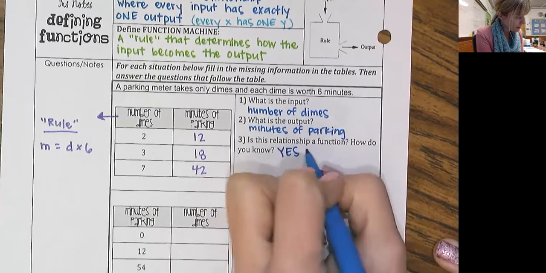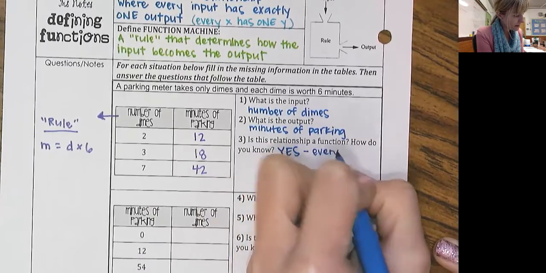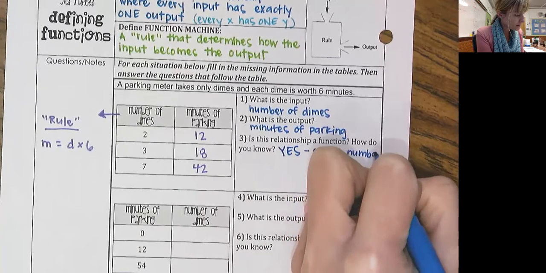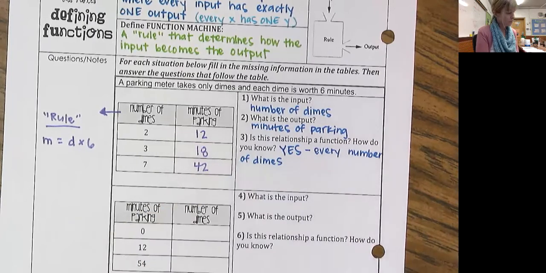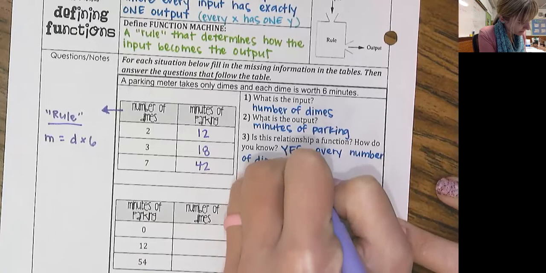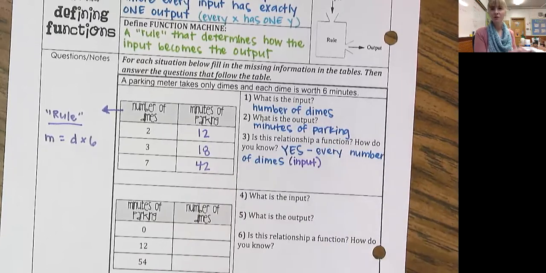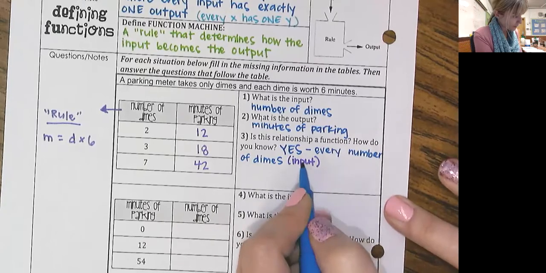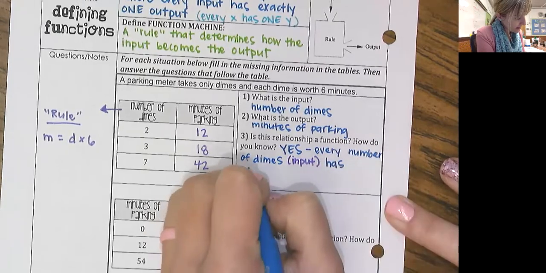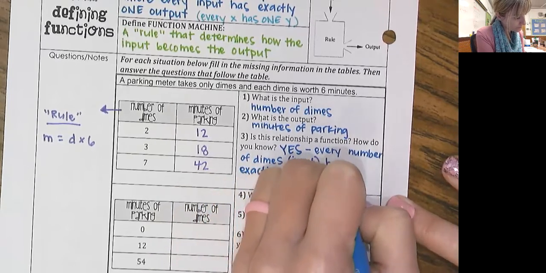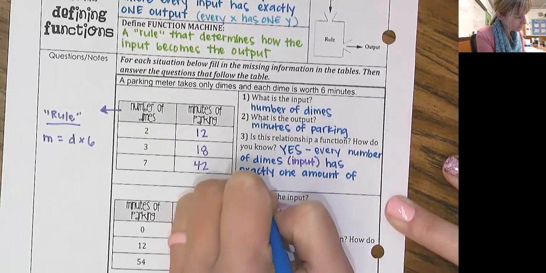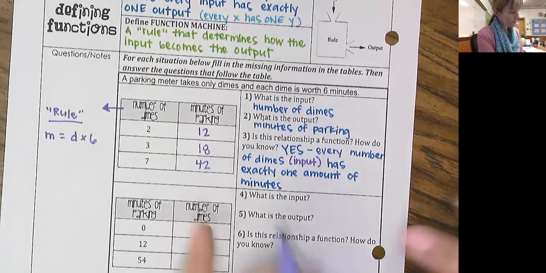this. You ready? Because every number of dimes, 2, 3, 7, 12, which I'm going to put in parentheses, is the input. You want to be nice and specific. Don't just spew the definition back. Prove in your explanation that you get what that definition means. Every number of dimes, or every input, has exactly one amount of minutes for the output.